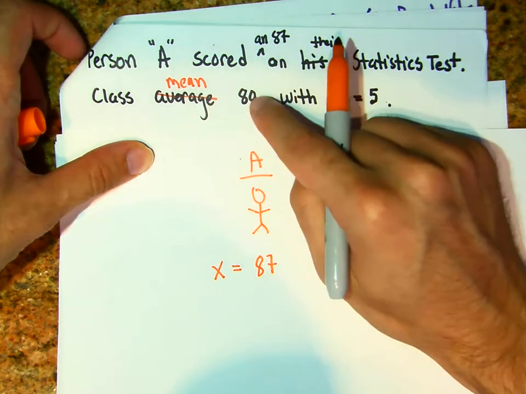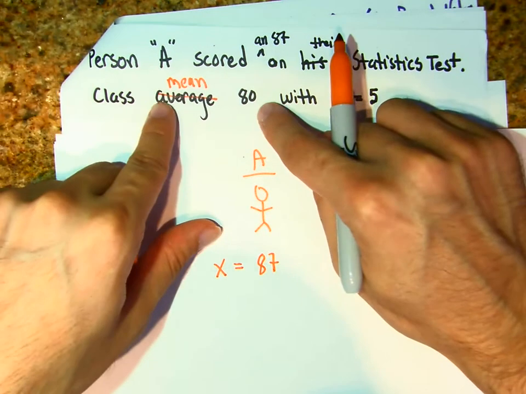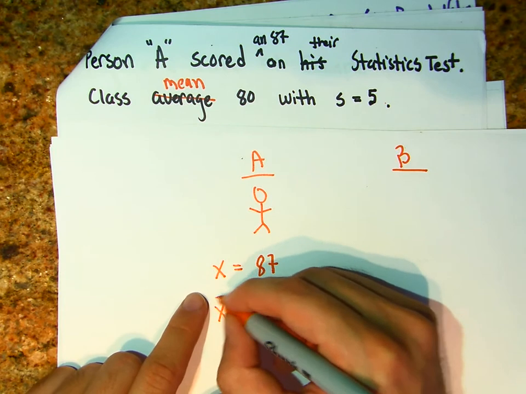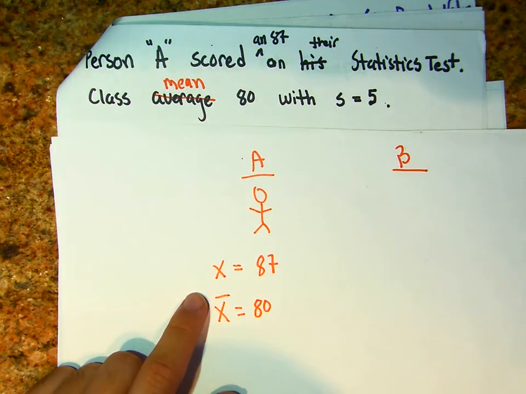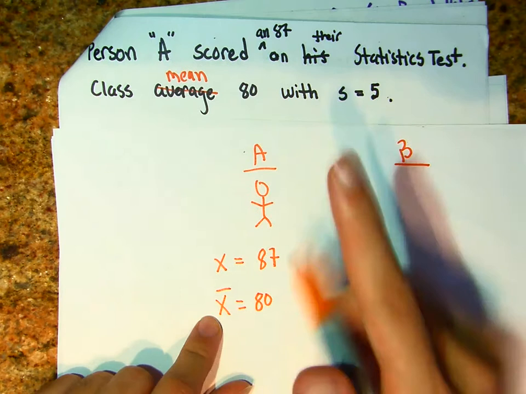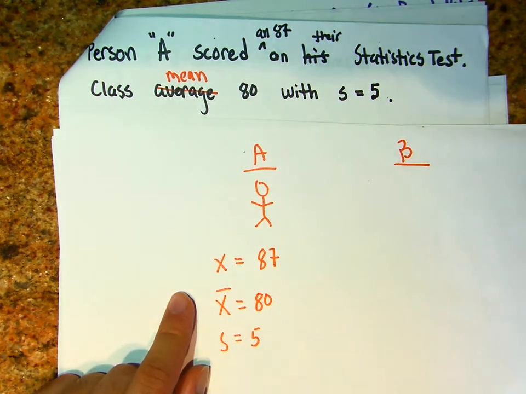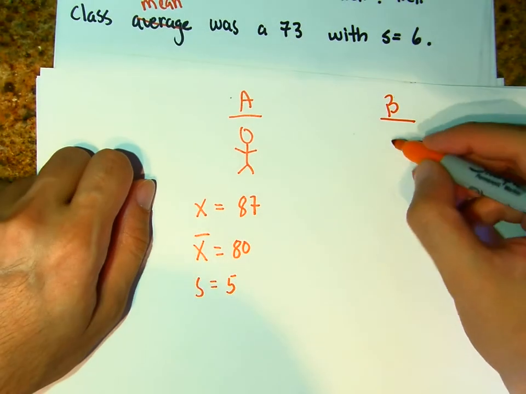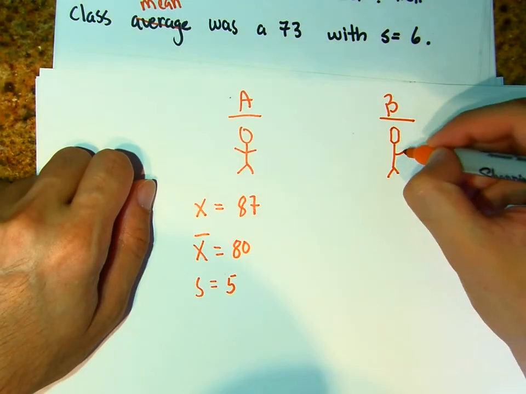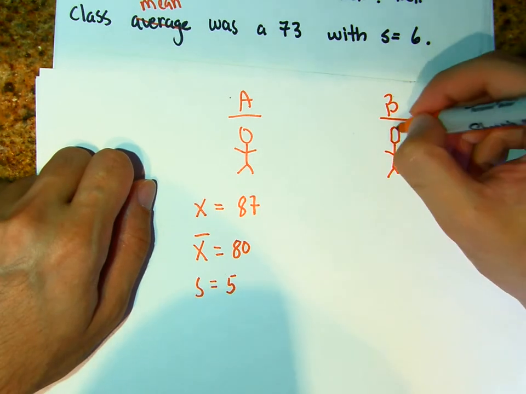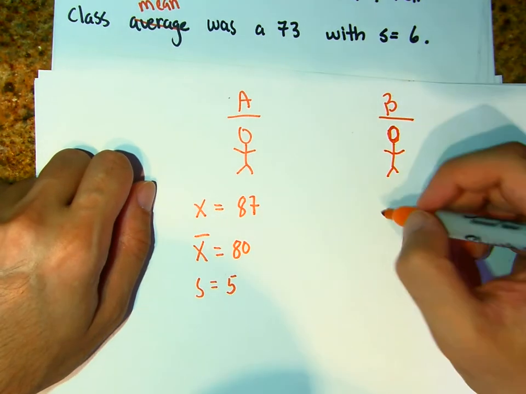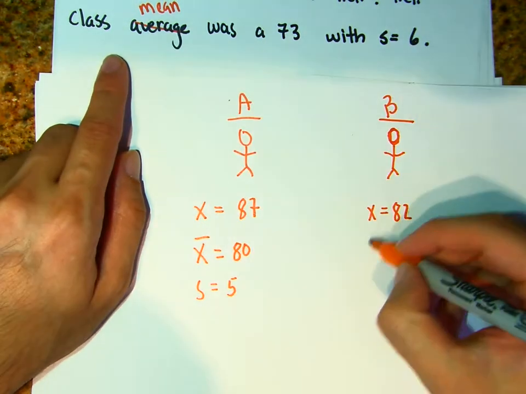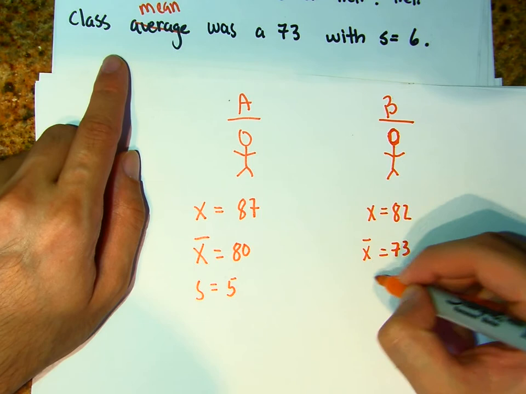And the class mean is an 80. So how can you translate the class mean as an 80 into a mathematical notation? Right? Class mean, this is our data value, this is the class mean, and the standard deviation is 5. Okay. What about the next one? Student B scored an 82. Okay, so we got to draw somebody, right? Oh god, this person looks a little bit better than this one. I gotta fix this. Okay, so here this is a data value of 82, and the class mean was a 73, and the standard deviation was a 6.